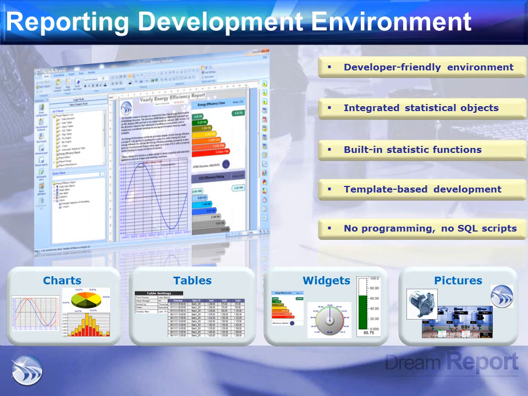The library of graphic objects includes common objects like charts, pies, bar graphs, 6 different types of tables, automatic tables, different widgets, and indicators. The user can use pictures, logos, images. So, using Dream Report graphic tools, you're able to build professional and rich graphic reports in a very quick and easy way.